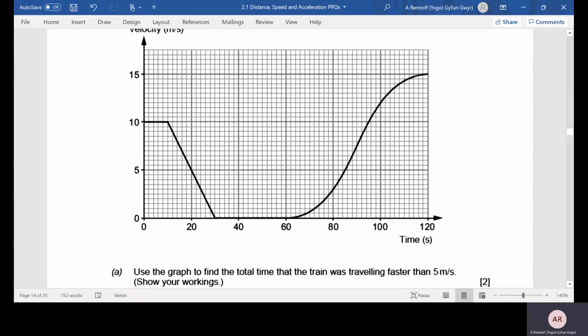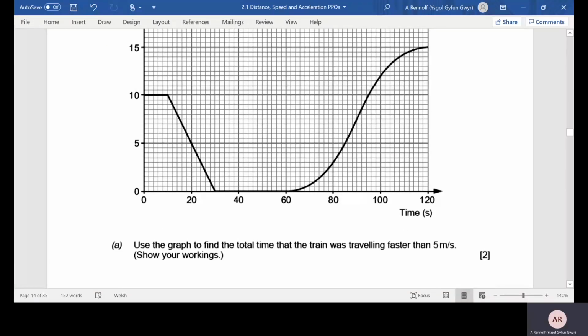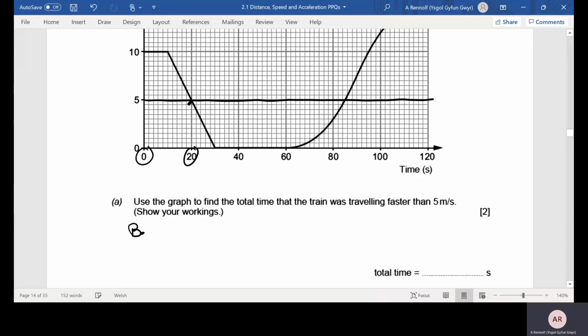Okay, part A. Use the graph to find the total time that the train was travelling faster than 5 meters per second. I'm going to draw a line across from 5 meters per second. And all I want to do is check how much of the motion is over that time period. So our first part there is over 5 meters per second. So between 0 and 20 seconds, that's when we drop below 5. Between 0 and 20, we're above 5 meters per second.